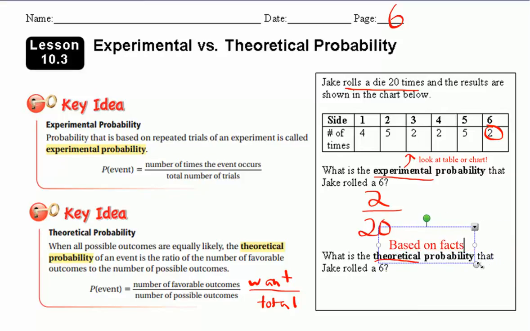Based on the facts that you're given about a die, you know that a die has 6 numbers and it has 6 equal sides. That's all you know. And that's all you're basing your theoretical probability on. It's based on what you know about a die.